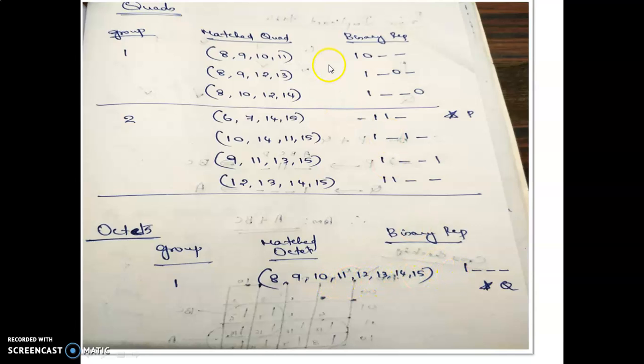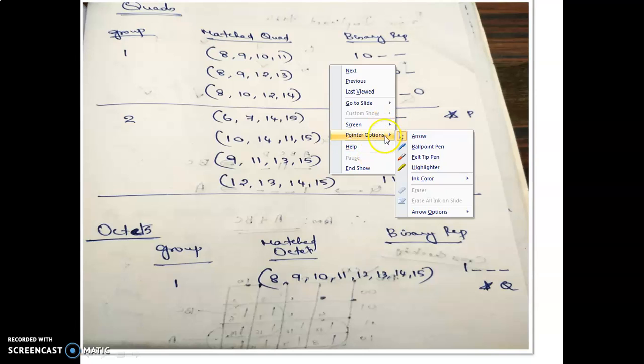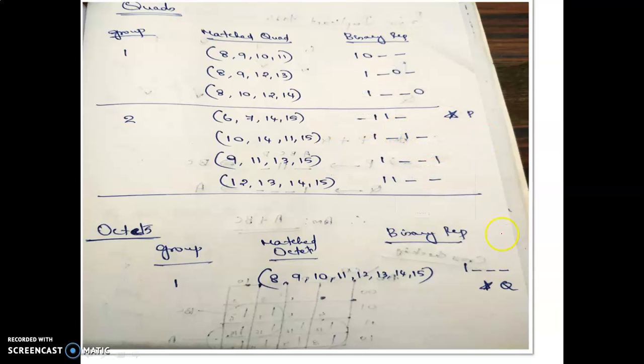So when you could combine, you will provide a tick mark there. 8, 9, 10, 11 could be combined. Similarly, 12, 13, 14, 15 also could be combined. Similarly, 8, 9, 10, 11 with the other terms 8, 9, 12, 13, and 8, 9, 12, 13 with the other term can be combined. Okay, what about that?